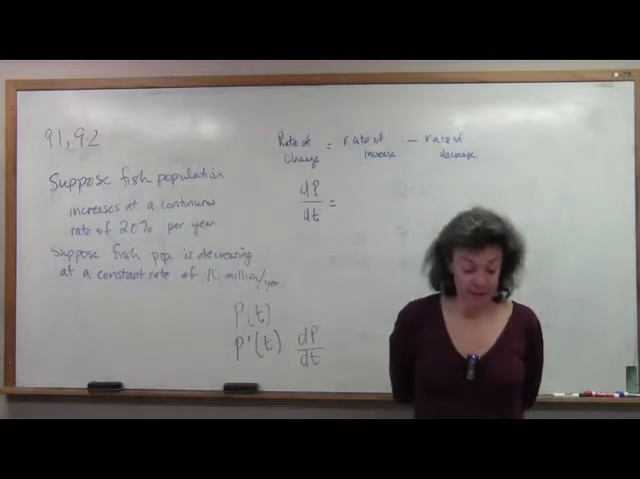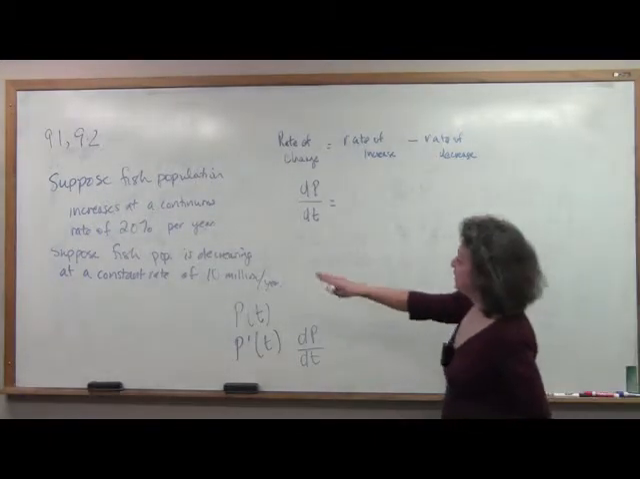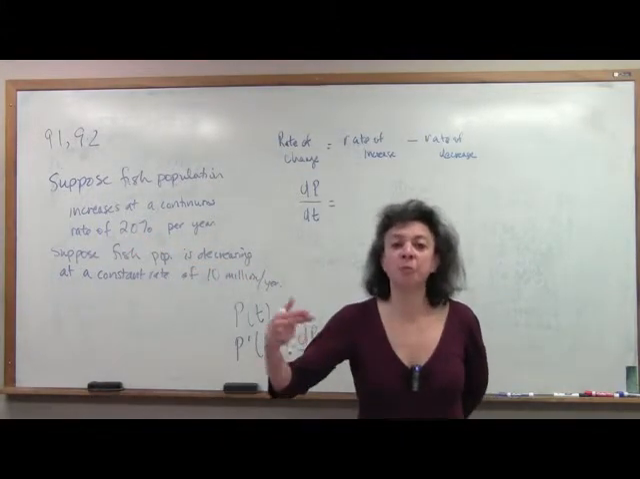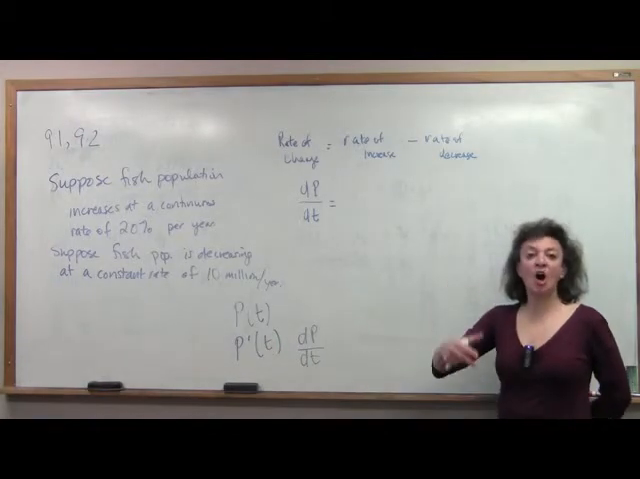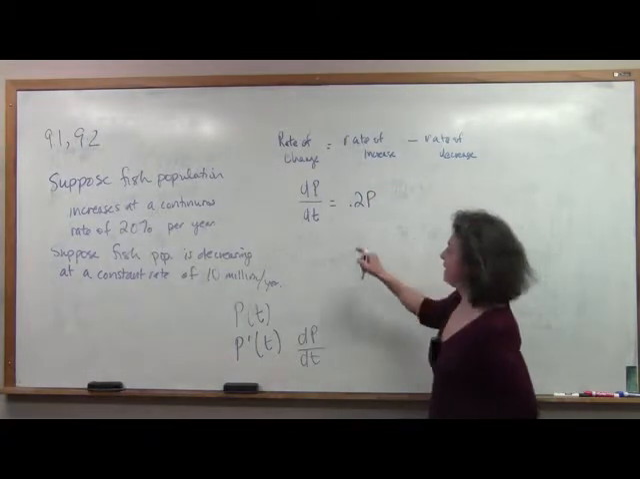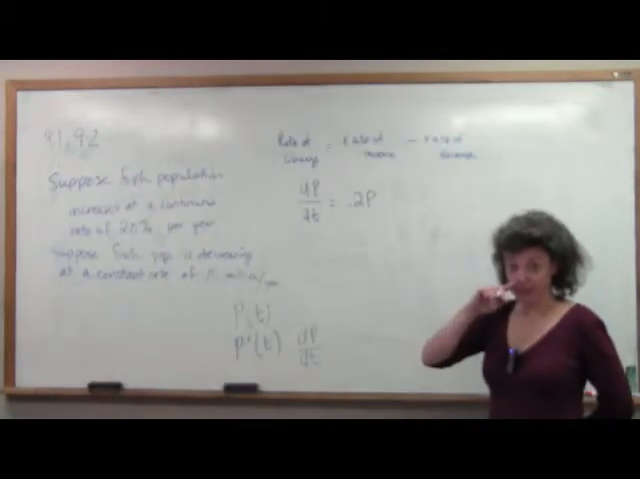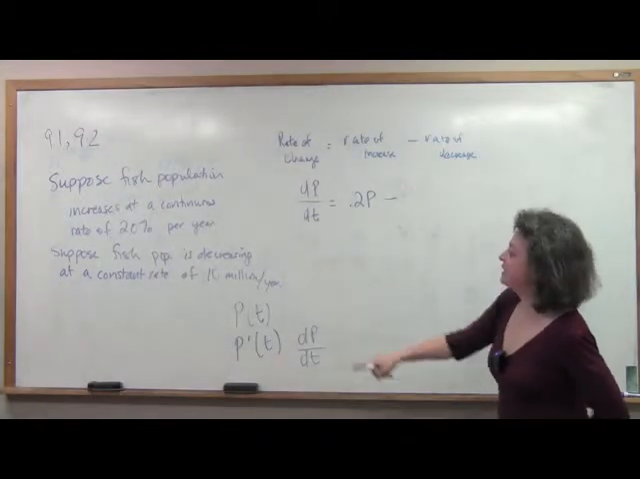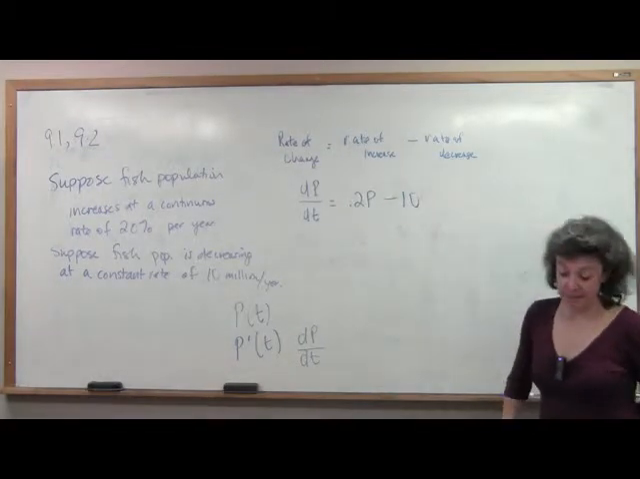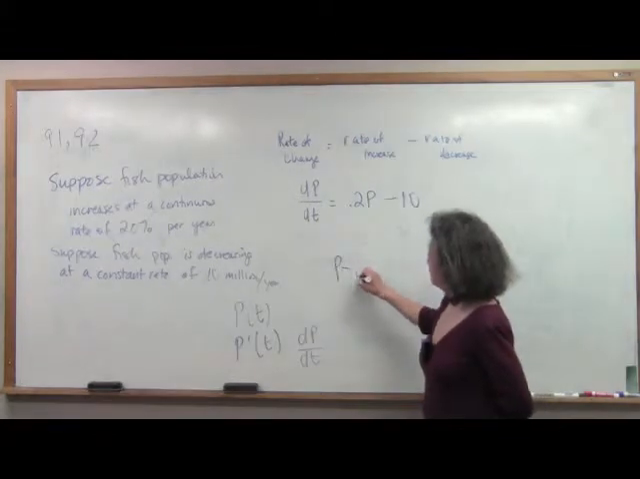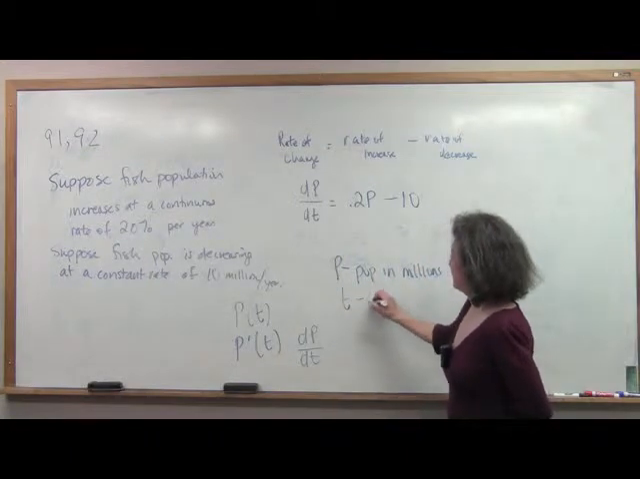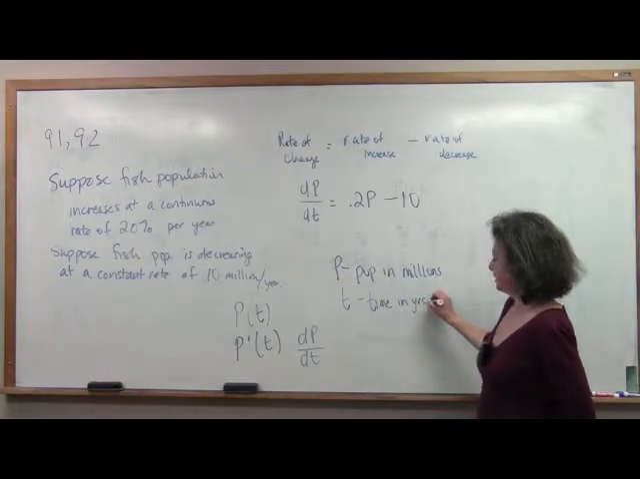All right, let's talk about the rate of increase. Notice it's increasing at a continuous rate of 20%. 20% of what? Notice it's 20% of the population. So the way we would write that is 0.2 times P. There's my unknown function. Okay? Minus a constant rate of 10 million. So we would say minus 10. And I'm just going to note that P is the population in millions, and t is our time in years.